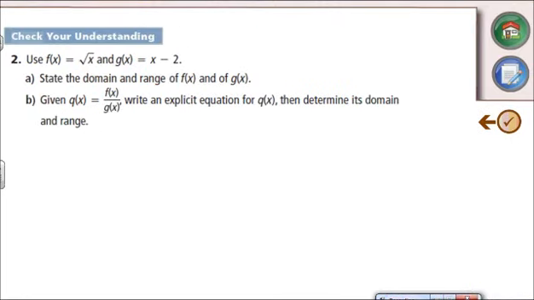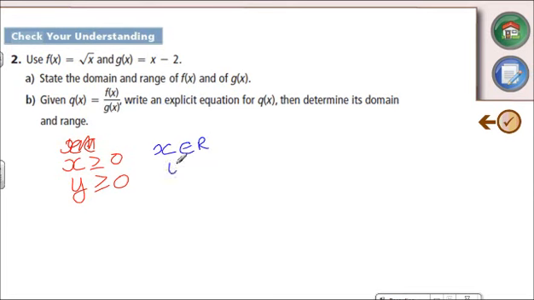All right, number 2. This is fun. Here we go. We've got f(x). We know domain and range. Hey, this one, we know that x is greater than or equal to 0. Can't have the square root of a negative number, and therefore y is greater than or equal to 0 as well. And then our g. Hey, that's a line. We've got x is an element of the real numbers, y is an element of the real numbers. That was the g, and this one was the f.